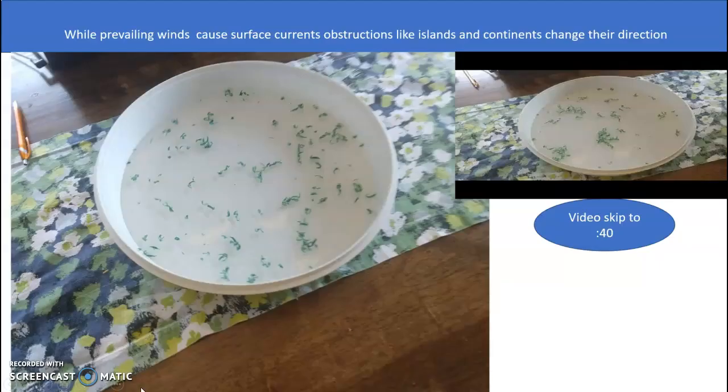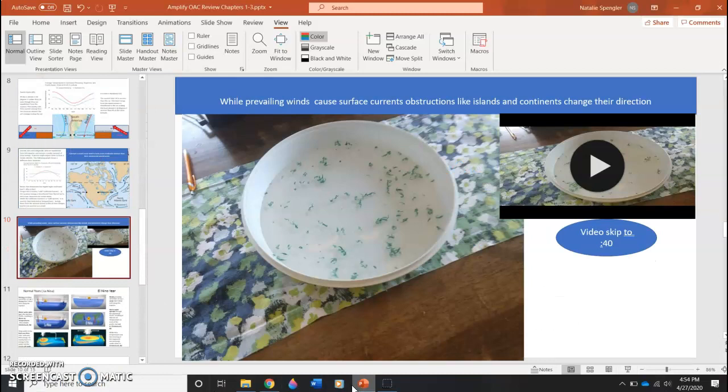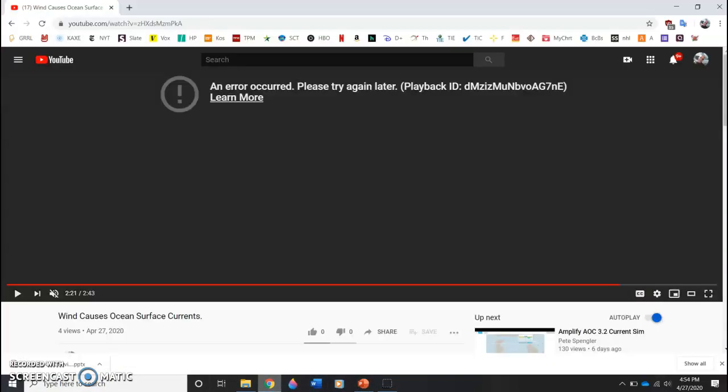The idea here, and I have to get out of the presentation to get to it, is just what happens when a current reaches an obstruction. So we'll see if I can make it work. Come on. It's not going to work, but maybe I just... we're doing well.